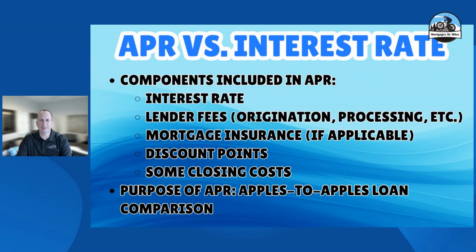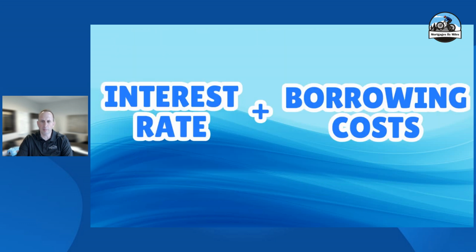So the APR is going to take the base interest rate and then add in some other components and fees and costs with borrowing money. These include, as mentioned, the interest rate, lender fees such as origination and processing, mortgage insurance if applicable, discount points, which means buying down the interest rate, and then some of the other closing costs. The purpose of all this is to allow you to do an apples to apples comparison against other quotes that you have. And we'll look at this a little bit more.